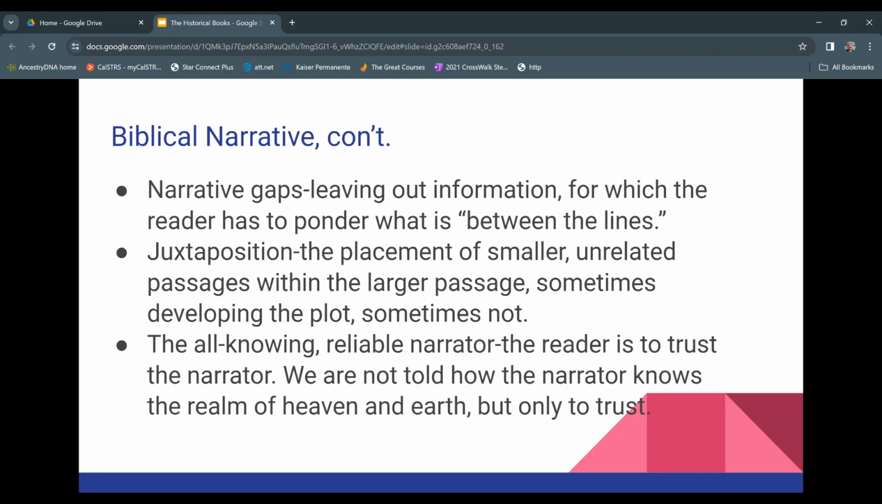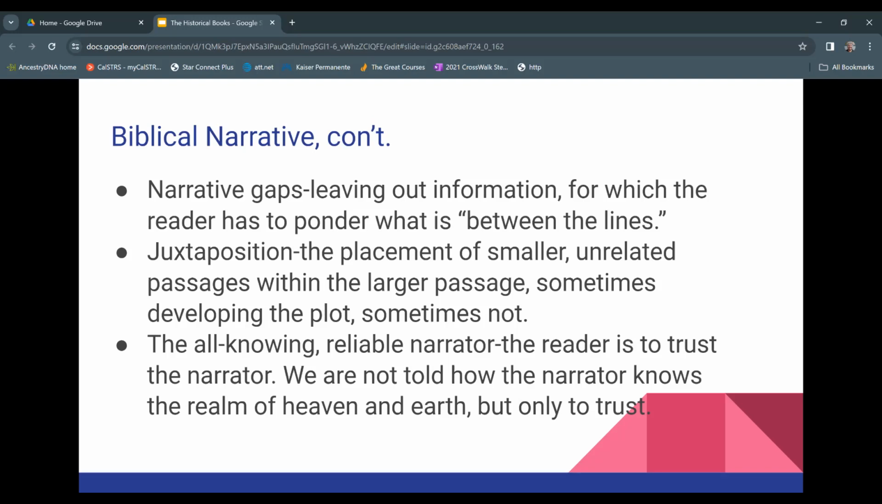There are narrative gaps, leaving out some information for which the reader has to wonder what is there between the lines. There's juxtaposition, the placement of smaller and unrelated passages within a larger passage. Sometimes those develop the plot, but sometimes not. Sometimes you wonder how they even fit in to the story overall. So it makes you think.